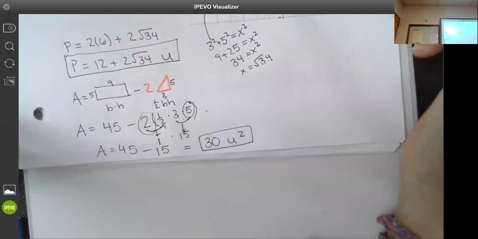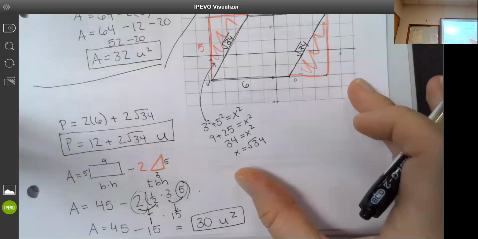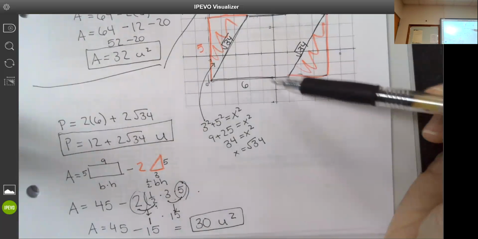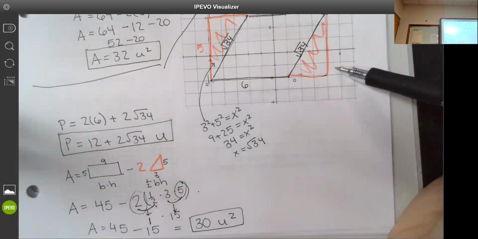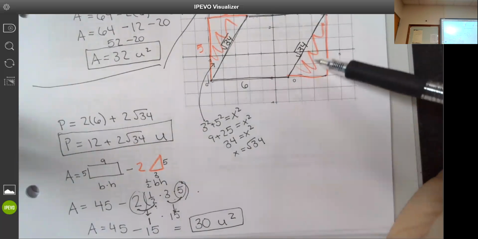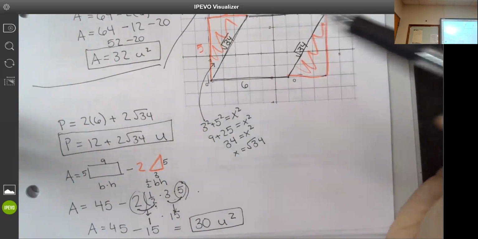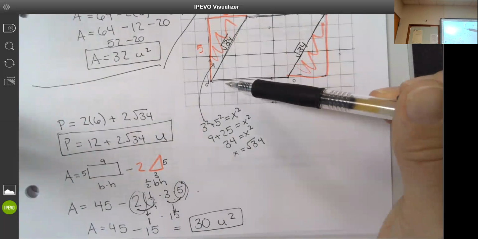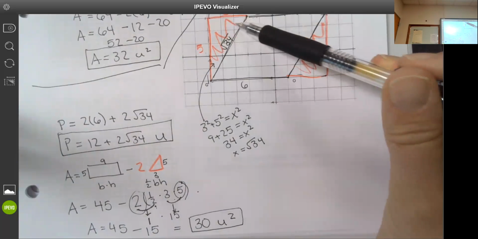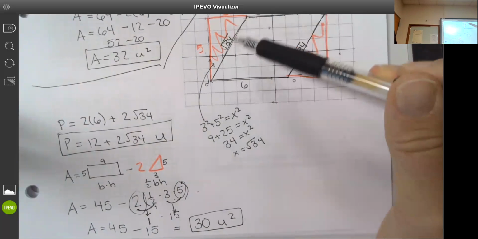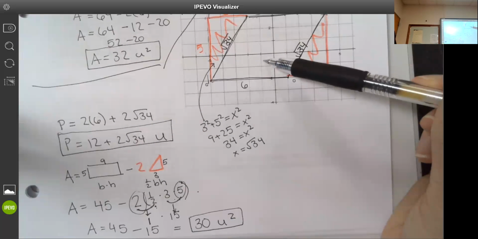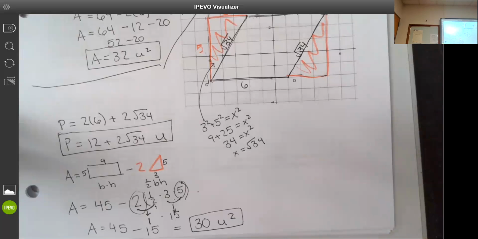Okay, so let me go back so you can see the picture. This large rectangle had an area of 45 units, which means there's 45 of these boxes inside that larger rectangle. And what I did is I subtracted the area of these two triangles. And these two triangles had a total area of 15 of these little units inside this grid. And if I take those 15 out, it leaves me with 30 units inside my inner shape here. That's what we're doing. Okay.